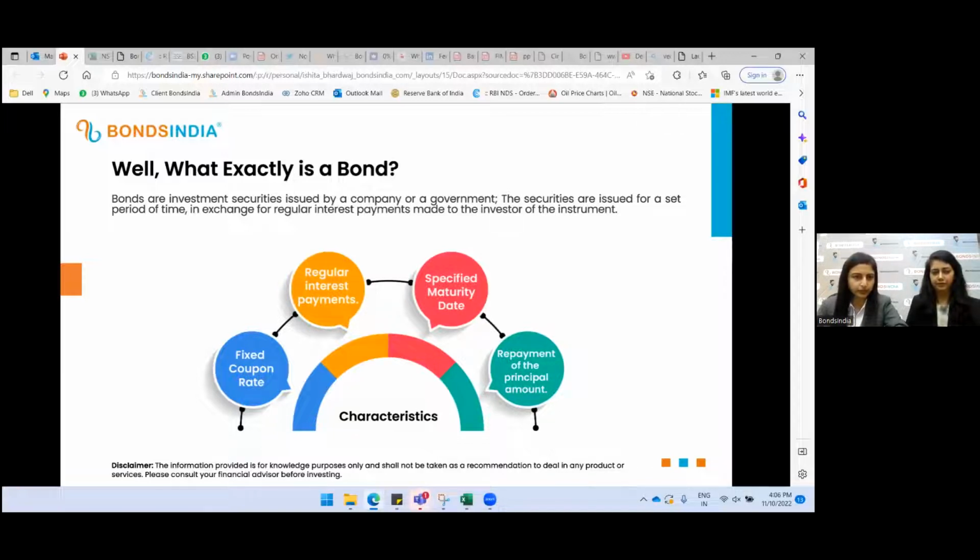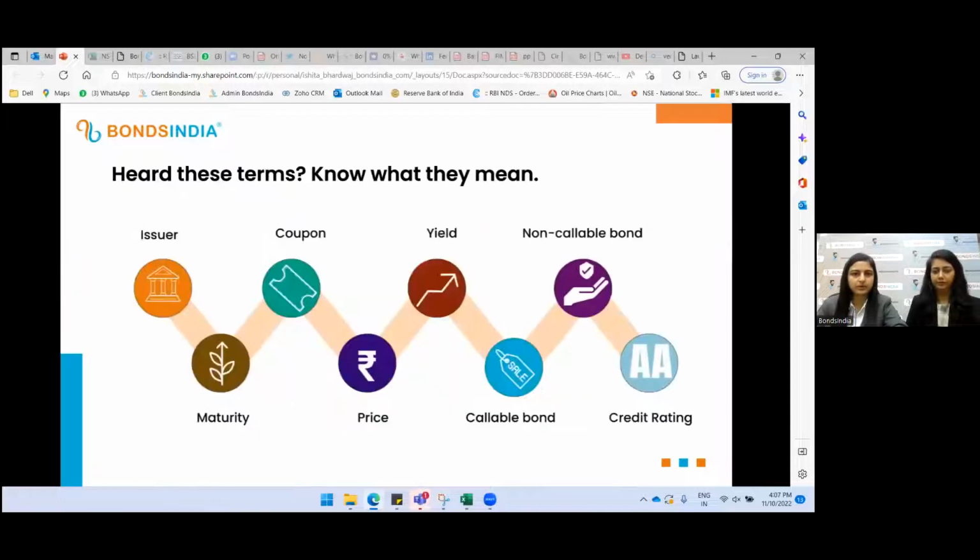Most of the bonds have a fixed coupon rate and regular interest payments. The bonds have regular interest payments depending upon the bond and the coupon rate you select. Interest payments are monthly, quarterly, semi-annual, or annual. Bonds have a specified maturity date, which is basically a fixed date when the bond matures. The bonds get redeemed at maturity with repayment of the principal amount, wherein at maturity, the principal amount is repaid along with the remaining interest payments.